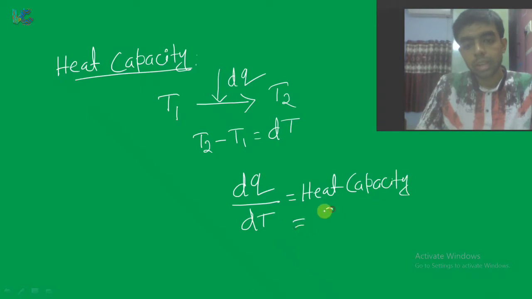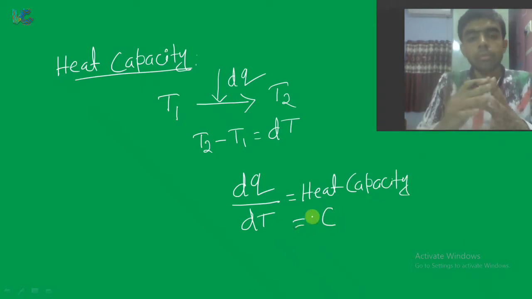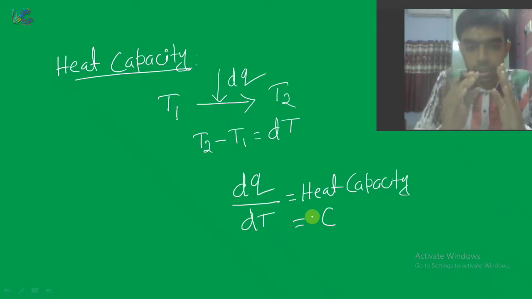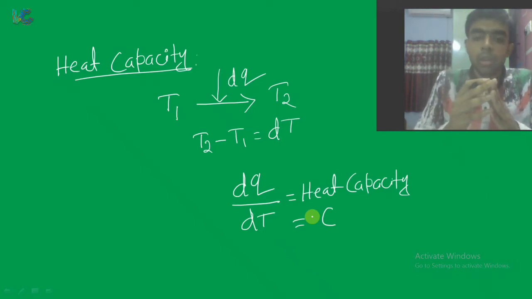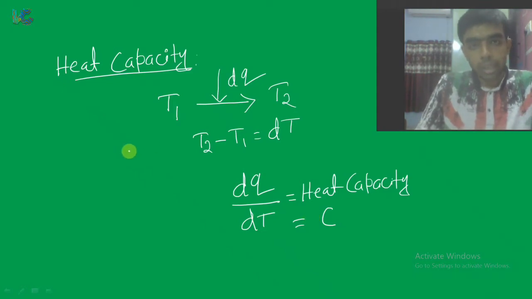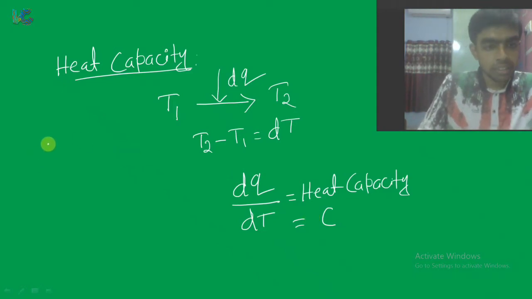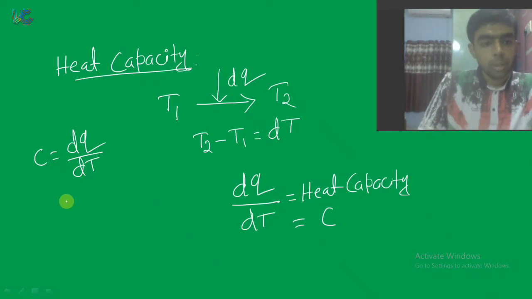So designate it as C. That means heat capacity is the ratio of heat required to temperature difference. Now you can give another definition of heat capacity. You have C equal to dq by dT. Suppose dT is 1 degree centigrade or 1 Kelvin.